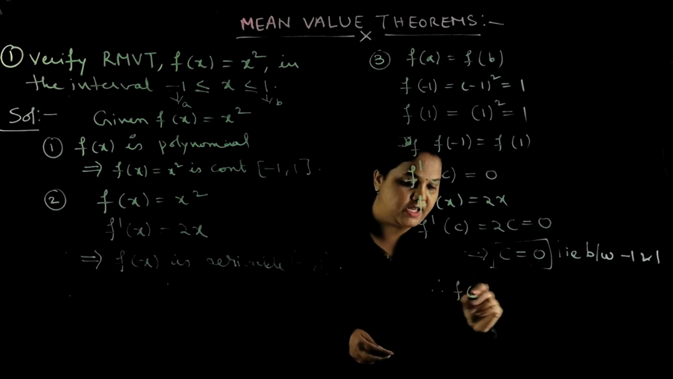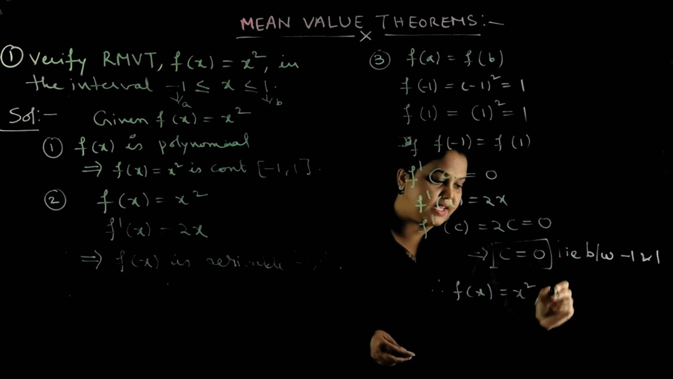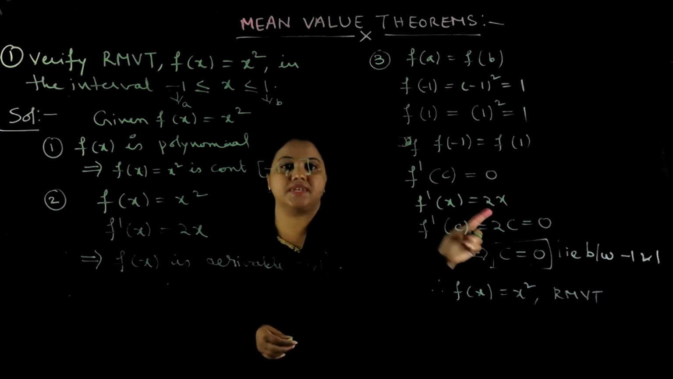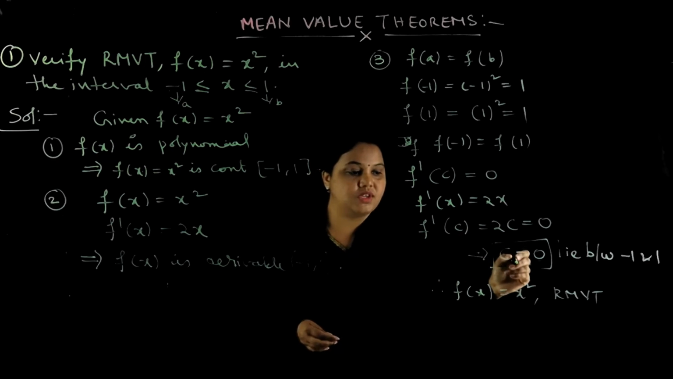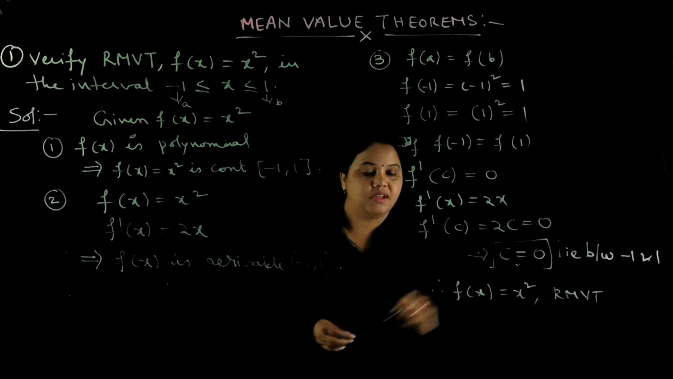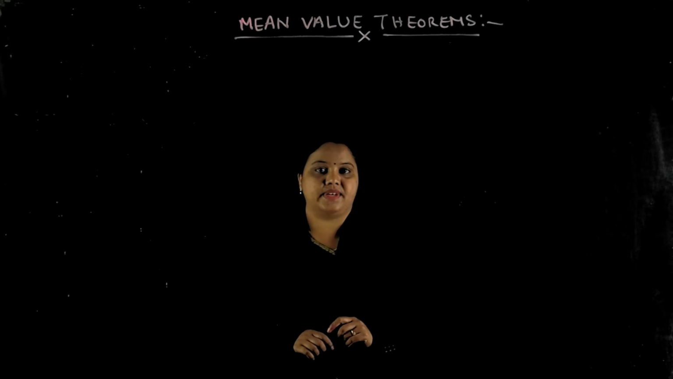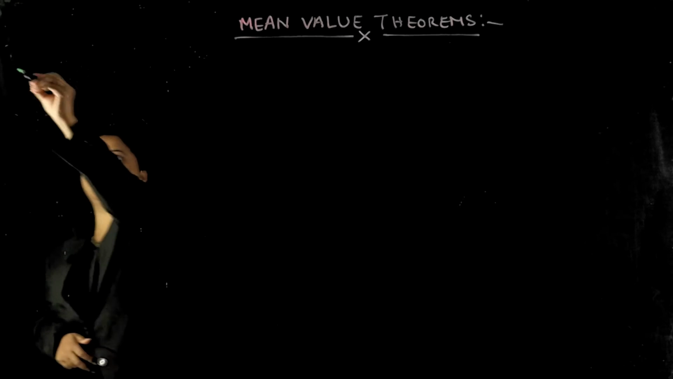Therefore we can say that f of x is equal to x square satisfies Rolle's mean value theorem. And suppose if any of these conditions are not satisfied, we say that Rolle's mean value theorem is not applicable. So we should get a point which is lying between a and b. Right. So we have solved one problem based on Rolle's mean value theorem. Let us see one more problem based on this Rolle's mean value theorem.